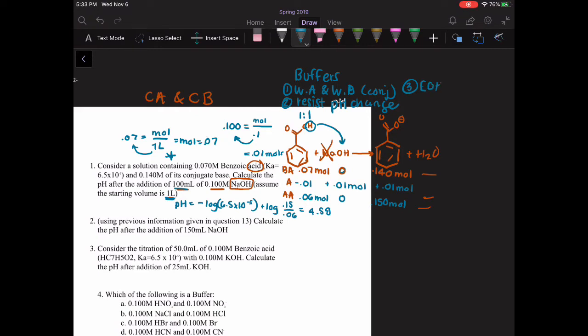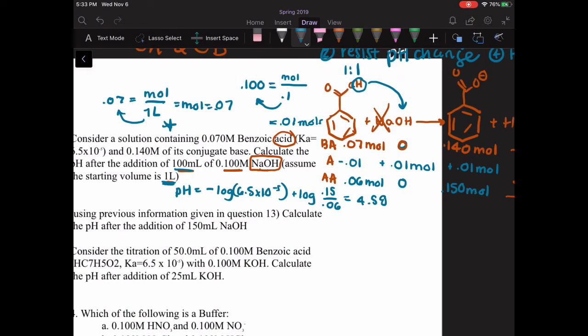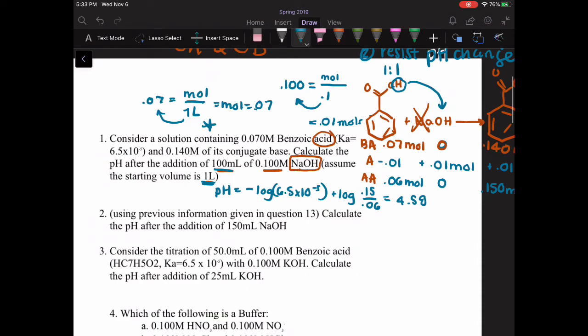The concentration of OH. No, I don't want to say OH. I'll say concentration of some acid. I'll just put HA is equal to the concentration of the conjugate base. So buffers are more efficient when their concentrations are more equal, and they're also more efficient when they have high concentrations. So a high concentration will allow it to better withstand pH change due to adding 100 milliliters of sodium hydroxide.